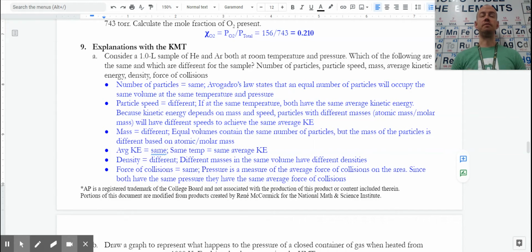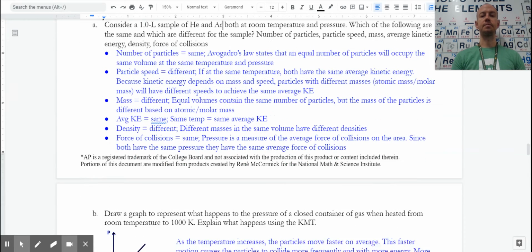With density, we've already defined same volume but different masses. So a heavier thing in the same volume would have a larger density. And then force of collisions, or average force of collisions, maybe more properly, is the pressure. Since they have the same pressure, they would have that same average force of collisions. No matter our samples, no matter our temperature, no matter different pressures or the same pressure, there would be some collisions that are high and low in energy or force compared to another, but on average, they would be the same, and that's what pressure is a measure of.